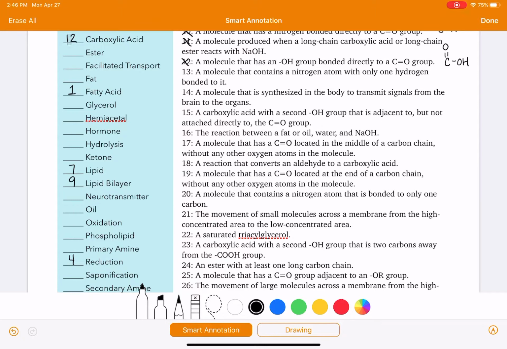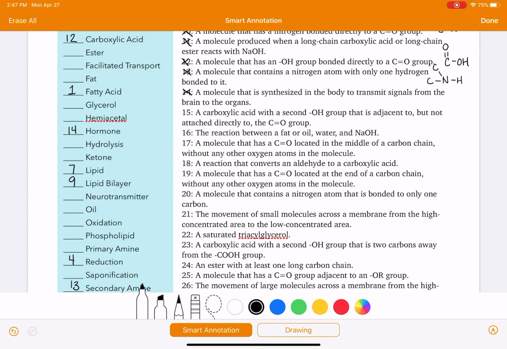A molecule that contains a nitrogen atom with only one hydrogen. So that means the other two bonds are to carbon. That's a secondary amine. A molecule that is synthesized in the body to transmit signals from the brain to the organs. That is a hormone. Remember, hormones carry messages far away from the brain to other parts of your body.